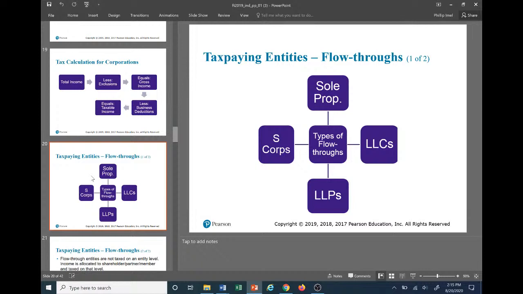Okay, tax-paying entities, the flow-throughs. Once again, remember we have the sole proprietor, limited liability companies, the limited liability partnerships, and the S corps, right? So once again, remember, these are tax conduits, meaning pass-throughs, flow-throughs. They pass through to that of the individual's 1040, right?